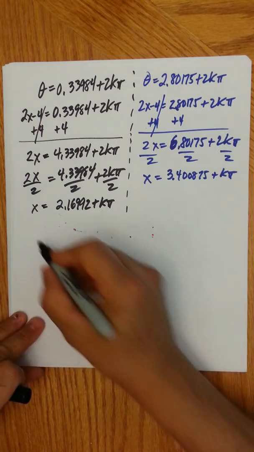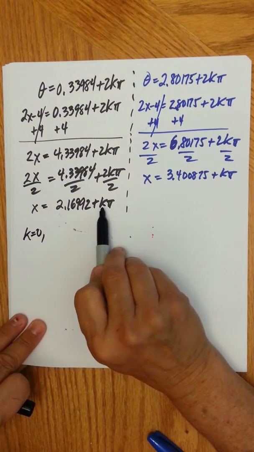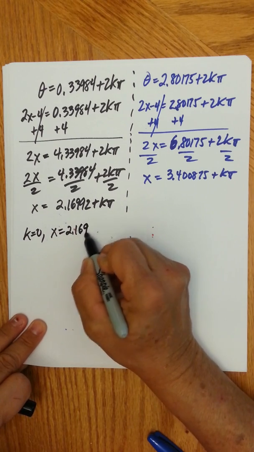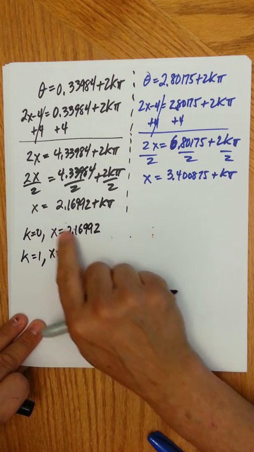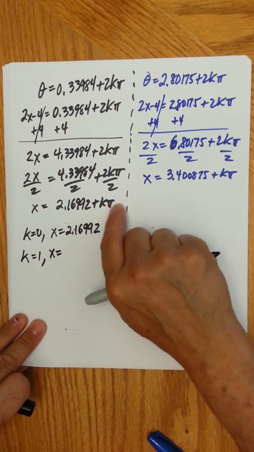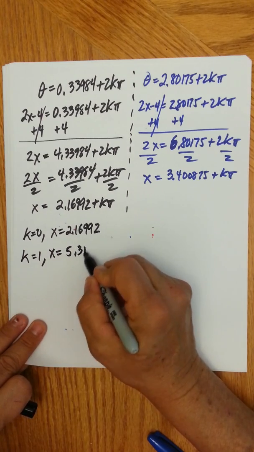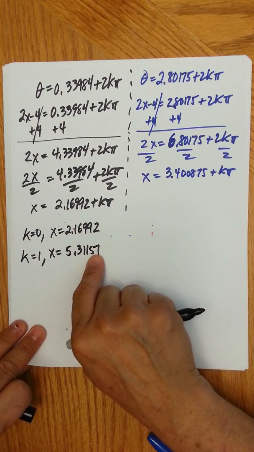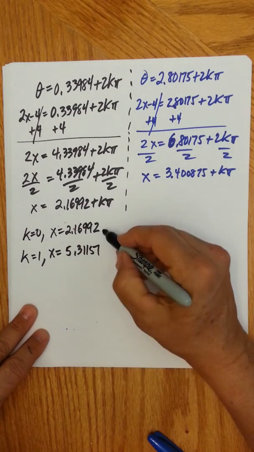So here, if I let k be 0, then you put 0 in here, and that's gone. So you just have x equals 2.16992. If k equals 1, then x is equal to 2.16992 plus 1 pi, so about 3.14 added to this. And when you do that, you'll get about 5.31151. Now, what I need to ask myself as I'm getting my x values is, do they fit between 0 and about 9.4? Yeah, that's good.